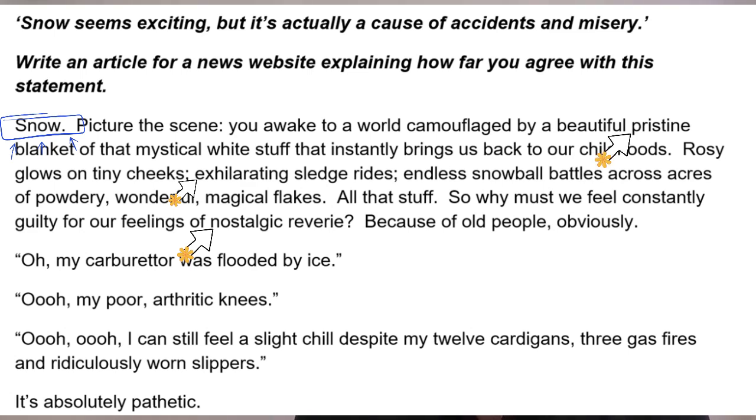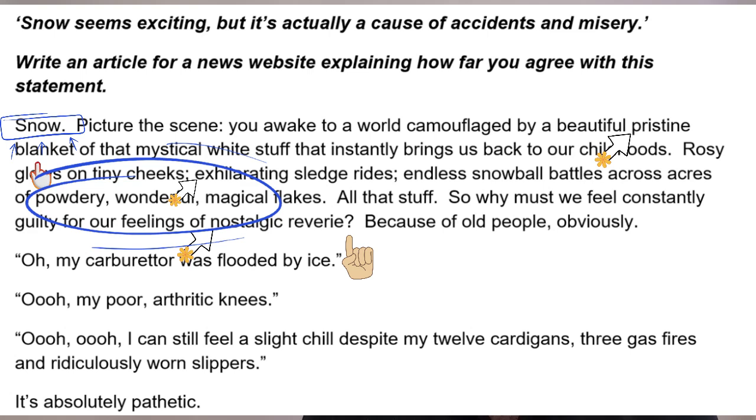Also, language devices. Now, there are plenty of these, and I'm going to go through them in a different video, but they've got similes and metaphors in there. So we've got our pristine blanket of mystical stuff, that metaphorical language. We've got groups of 3, which are really useful to put in there. So powdery, wonderful, magical flakes, any little group of 3 like that is a really useful rhetorical device. We've got rhetorical questions that don't really need an answer. So why must we feel constantly guilty for our feelings of nostalgic reverie? Okay, all good, right? Anything like that shows that they're jumping through hoops.